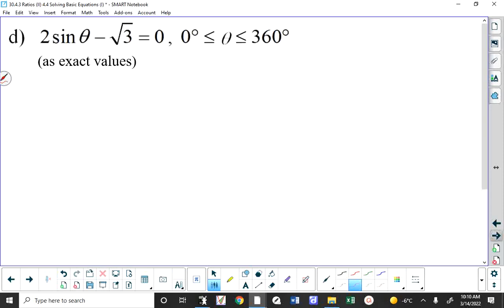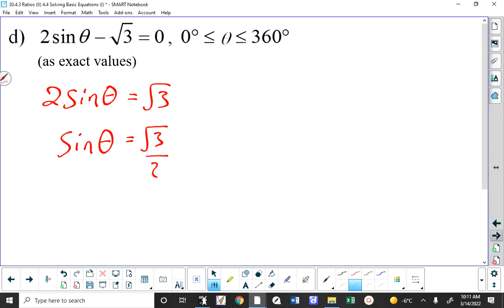All right. Well, we have to rearrange for sine theta first. So I'm going to write 2 sine theta equals root 3. So sine of theta equals root 3 over 2. Now, I have a question for you. How many of you know where theta is then? I'm not just talking about which quadrants. How many of you know the exact positions on the unit circle where sine is root 3 over 2?